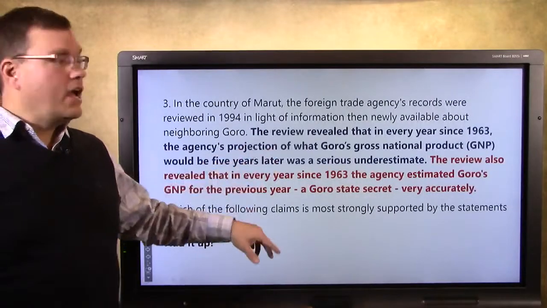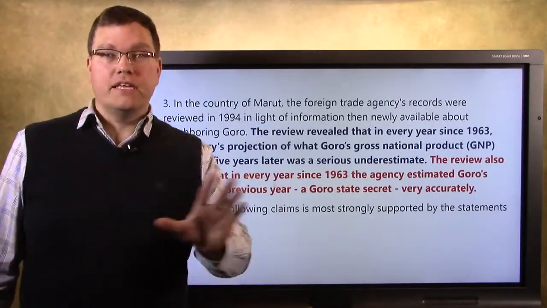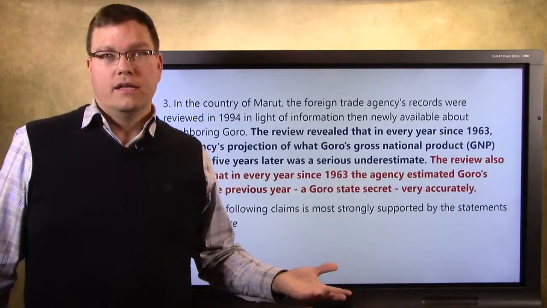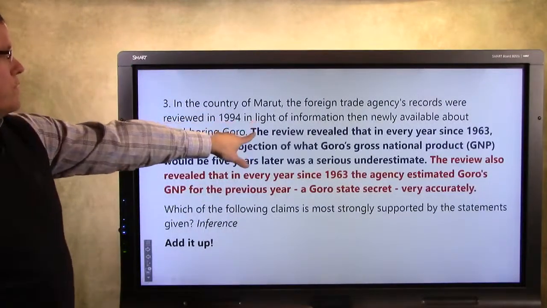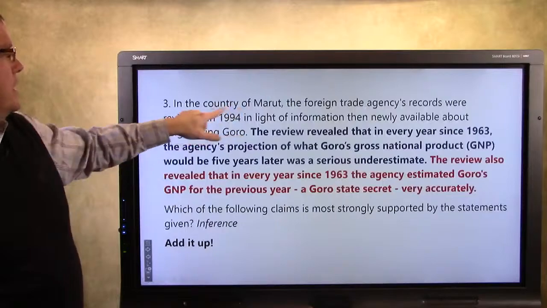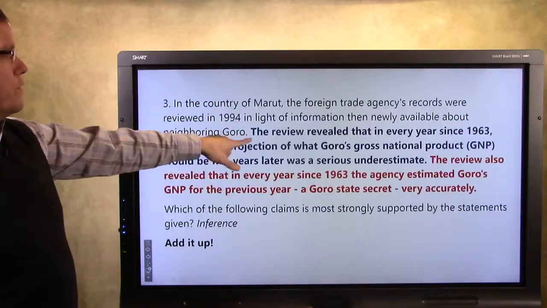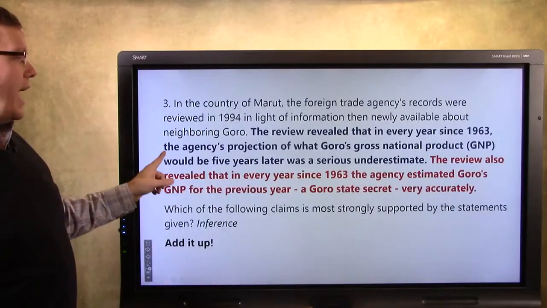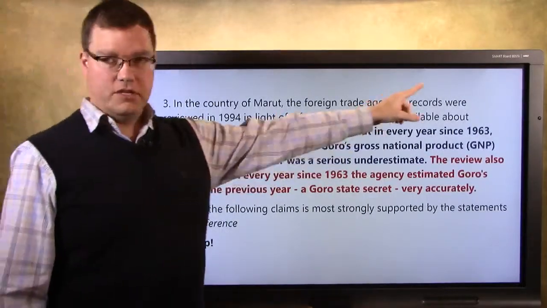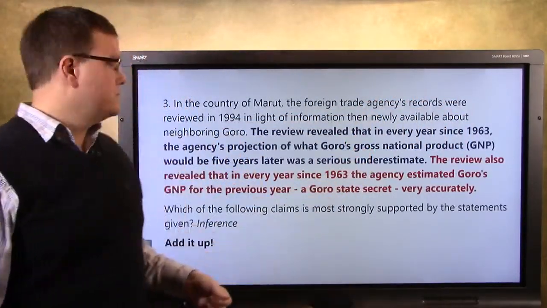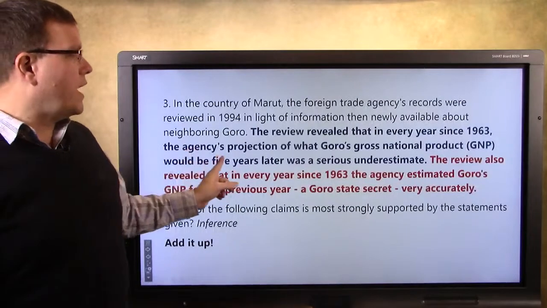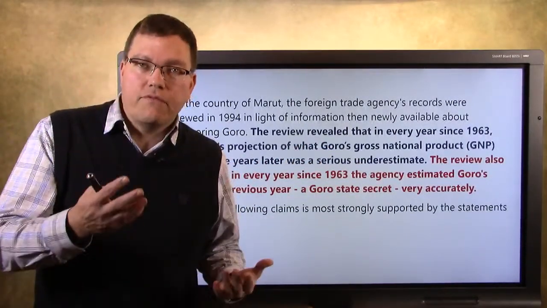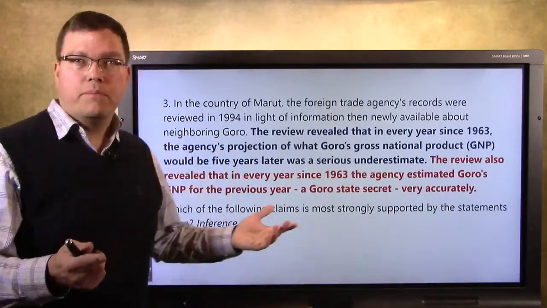We know two things. Now, I've got this in blue and red, but obviously this is not evidence and conclusion because this is just an inference question, right? So we know that the review of the information in 1994 revealed that in every year since 1963, the agency's projection of the GNP for this other country, what it would be 5 years later, was a serious underestimate. What? Yeah. So every 5 years, they made a projection, right?